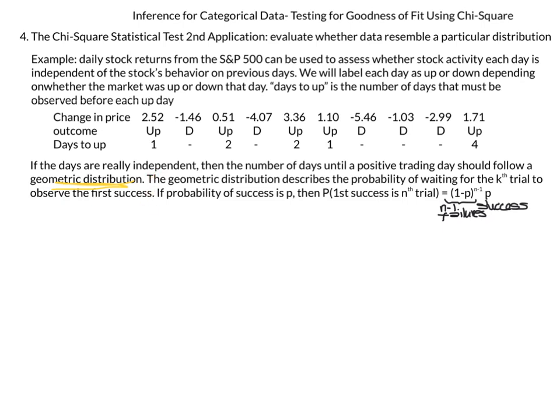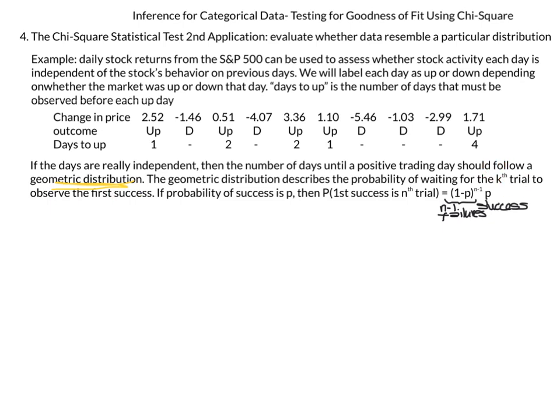So remember from probability, we had these things called Bernoulli trials, where we do something like flip a coin and we would have either success or failure. Maybe we'd define success as the coin coming up heads, and then failure would be tails, in which case the probability of a success, or probability of heads, would be 0.5. So that was a Bernoulli trial, but then we had something called a geometric distribution, which described the probability of waiting for the kth trial to observe the first success.